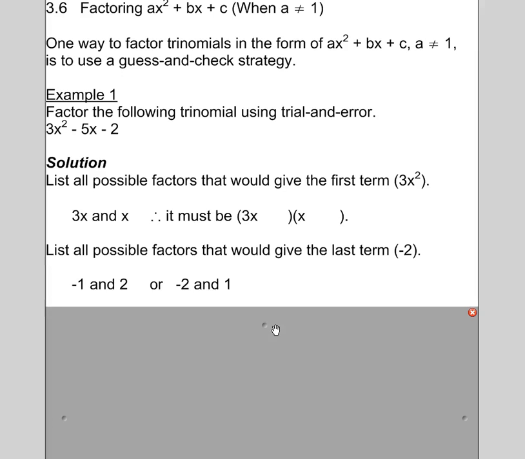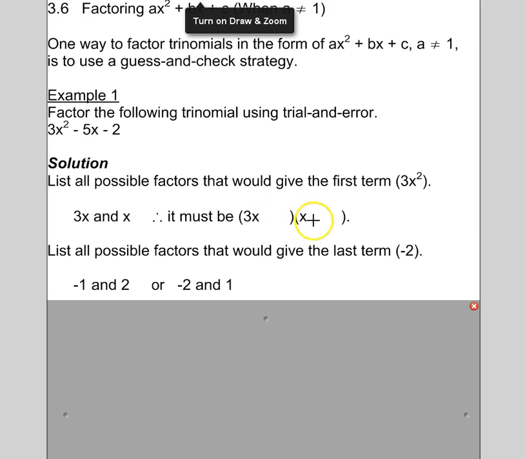Which order would produce the middle term of -5? So I think you'd probably see that we're going to need -2 over here, and we're going to need +1 over here. And that would give us a factor of -6x. When we add 1x to that, we'll get -5x, and then the 1 and the -2 would produce a factor of -2. So that's a strategy which can be useful when you're not sure.